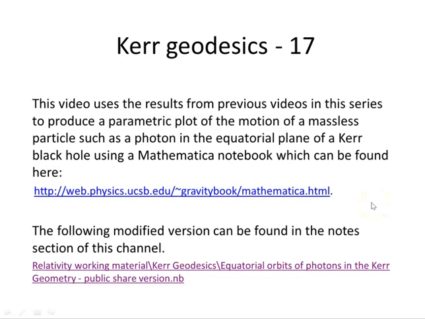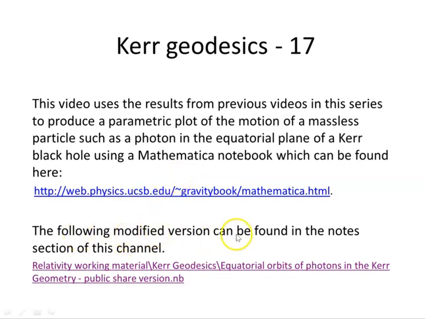This video uses the results from previous videos in this series to produce a parametric plot of the motion of a massless particle, such as a photon, in the equatorial plane of a Kerr black hole using a Mathematica notebook, which can be found in its original form at this website here. It's written for the Schwarzschild geometry, but with modification, it can handle the Kerr case.